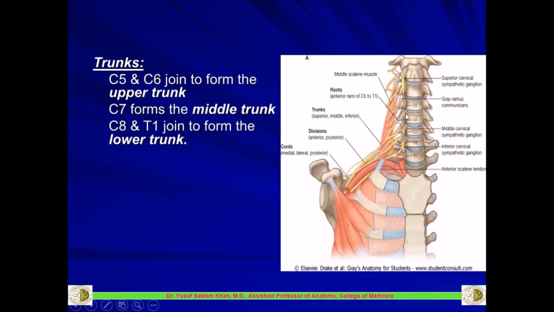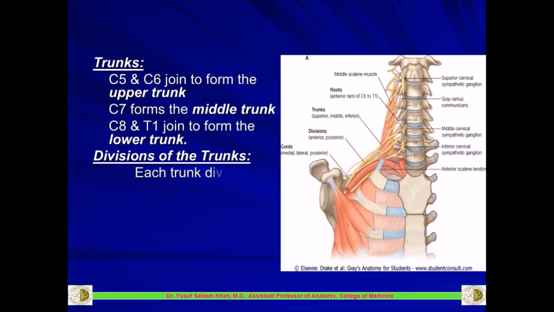So these are the roots. Roots are from C5, C6, C7, C8 and T1. So the C5 and C6 roots will join to form the upper trunk. C7 root will continue as the middle trunk. C8 and T1 continue as the lower trunk. So did you follow till here? Okay. So now see the trunks. Now there are three trunks: the upper trunk, the middle trunk and the lower trunk, also called the superior trunk, middle trunk as well as the inferior trunk. So there are three trunks now.